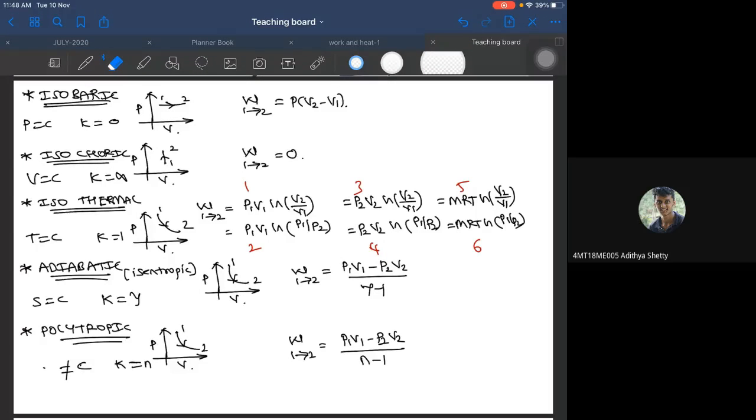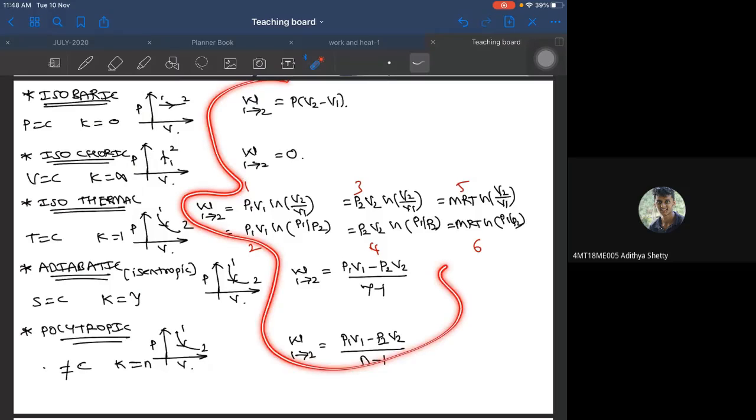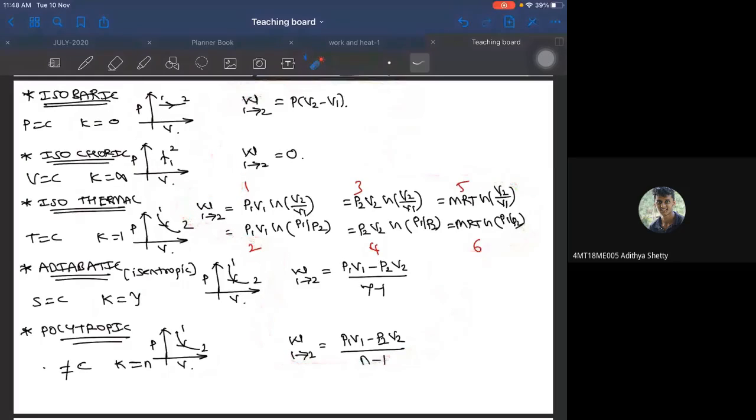So all the 5 processes, what is constant, what is the value of k, how does it look on a PV diagram, and what are the work done expressions for all the 5 processes, that is the matter to be studied now. I give you 5 minutes. After 5 minutes, I'll be asking each and every one. Go ahead. For your reference, you can even take a screenshot of this.